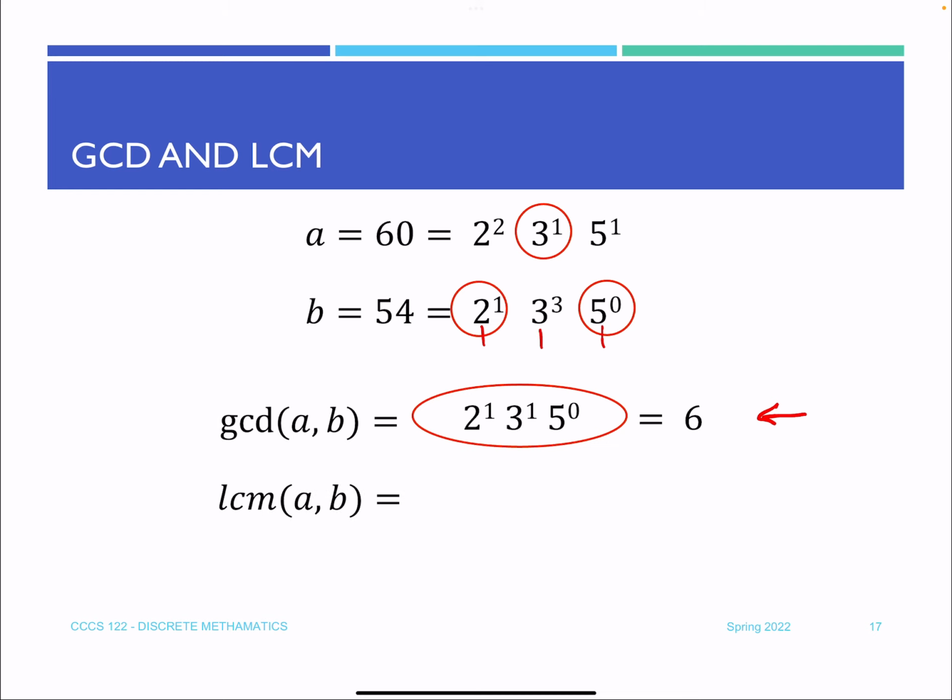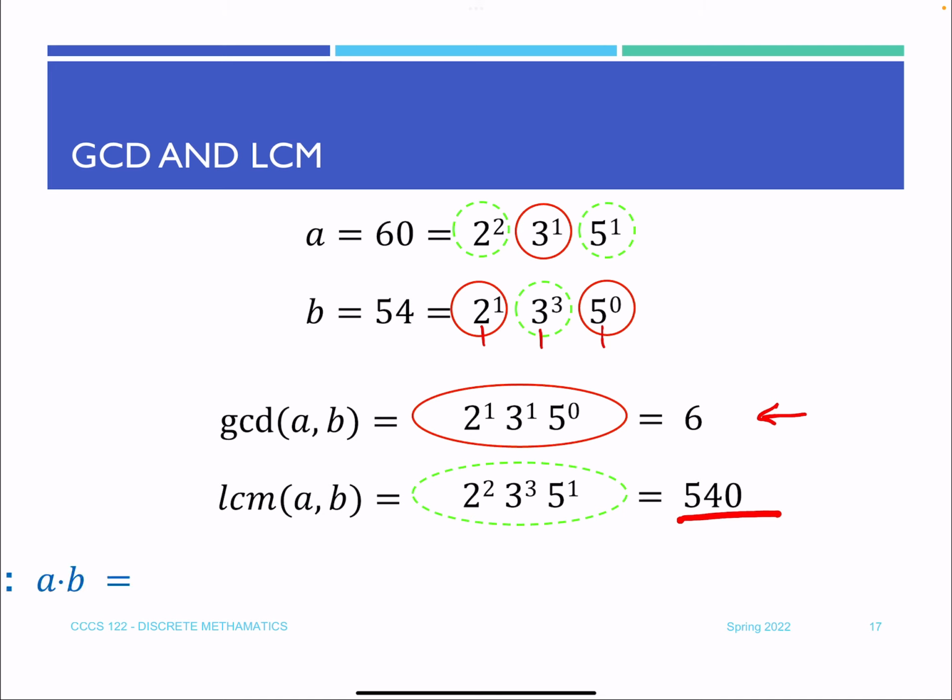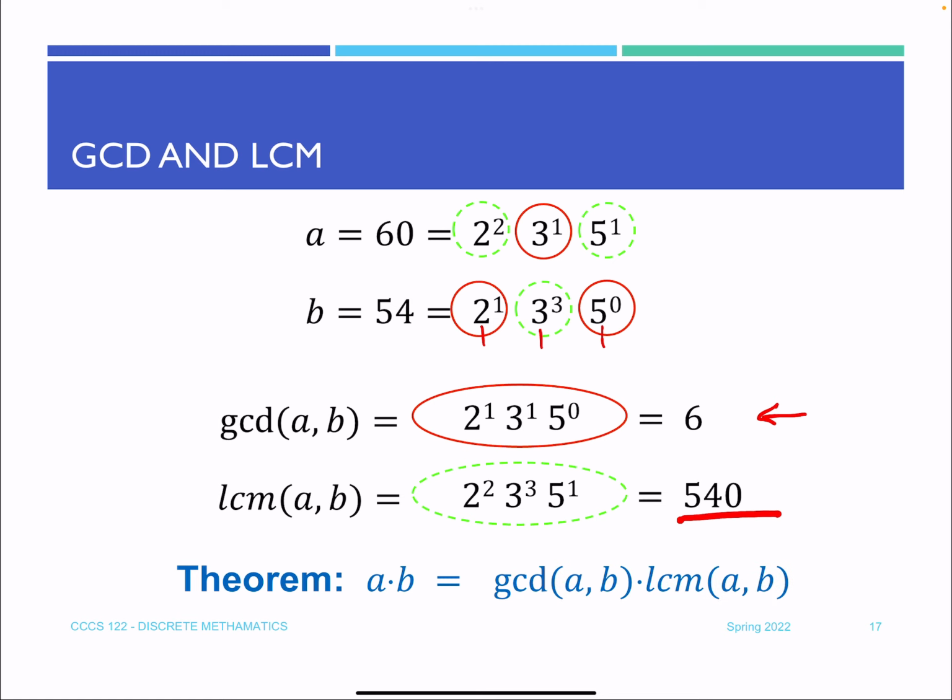And for the LCM, you kind of do the opposite. Out of the 2 terms to pick from, you pick the one with the higher exponent. So 2 to the power 2, 3 to the power 3, 5 to the power 1, and you multiply those together and you get 540, of course. And then there's a theorem, of course, that the product of a and b equals the product of their GCD and their LCM. Because it's all the same terms, just arranged differently in different order.